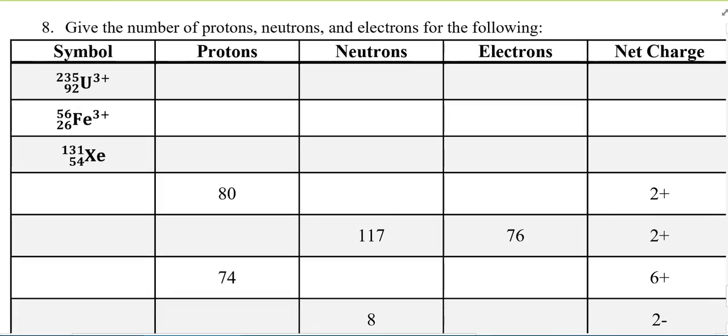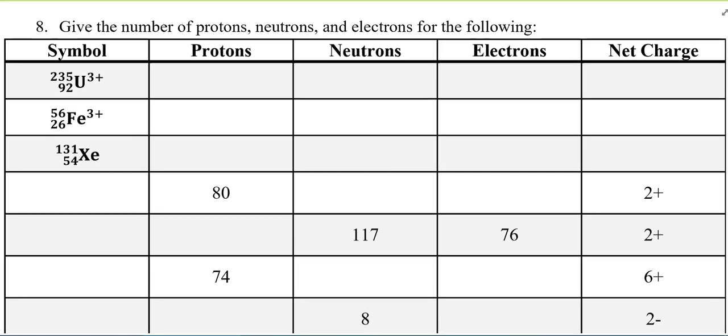Number 8, a little recap. Let's just do a little recap here. Protons, neutrons, electrons, charge. What's our charge here? Charge would be plus 3. So how many protons does this have? Well, right there's our protons, 92 protons.